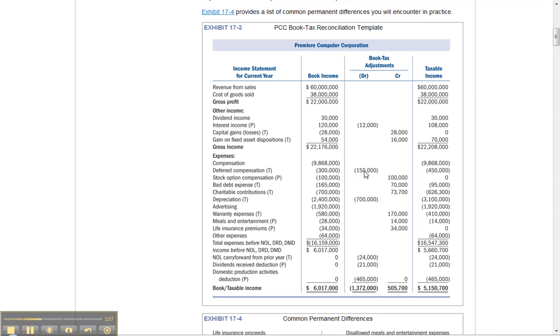Deferred compensation, we had a book expense of $300,000 for deferred compensation. It looks like our tax expense is even bigger, so we're taking a $450,000 tax deduction for this item, and so on and so forth, adjusting our book amounts to tax amounts. Notice that these are identified as either permanent or temporary in this left-hand column.